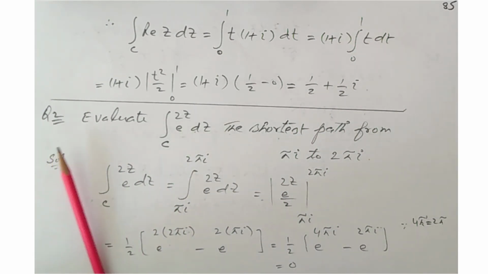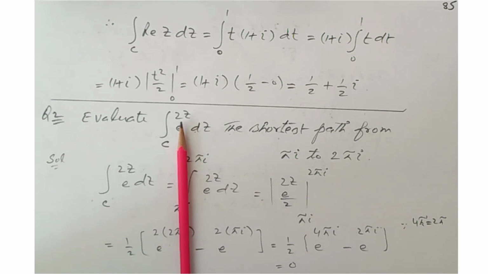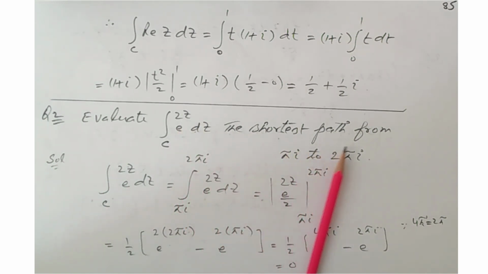Now question number 2. Evaluate the integral over C of e to the 2z dz, the shortest path from pi iota to 2 pi iota.